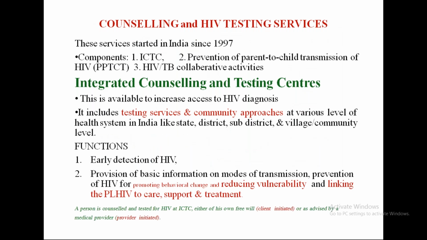Then counseling and HIV testing services. So these services started in India since 1997. The components of ICTC: prevention of parent to child transmission of HIV, HIV-TB collaborative activities. So these are the components of counseling and HIV testing services. Number one is ICTC, integrated counseling and testing centers. Second one is prevention of parent to child transmission of HIV. And third one is HIV or TB collaborative activities.